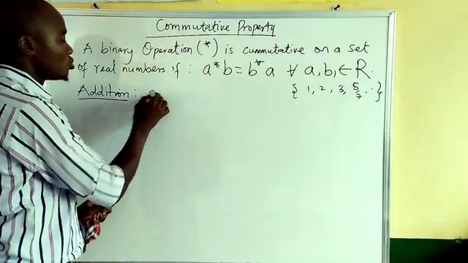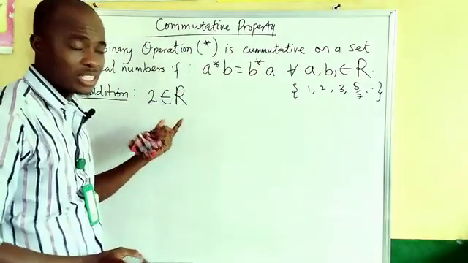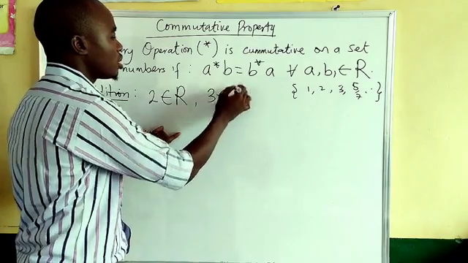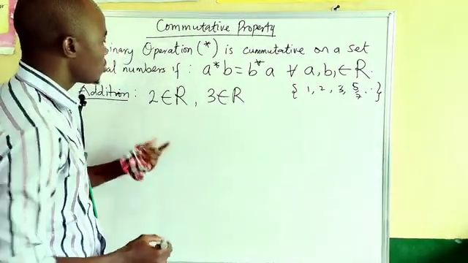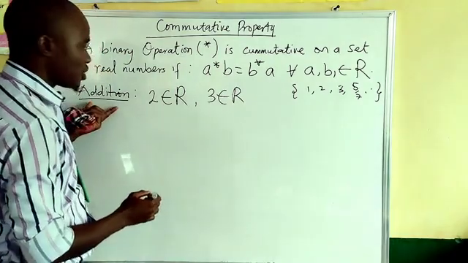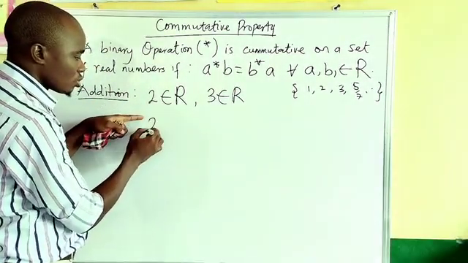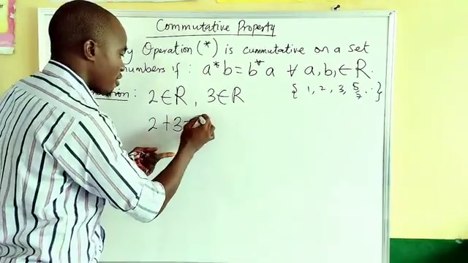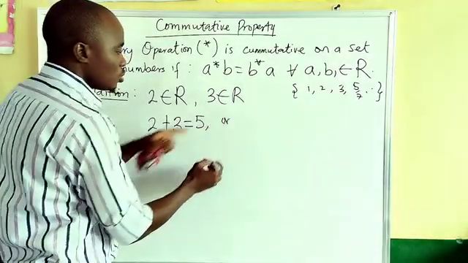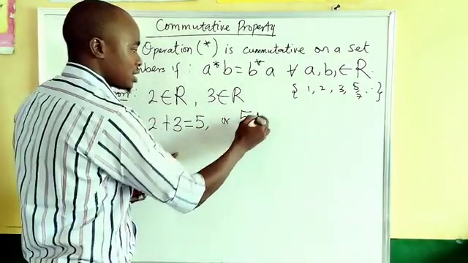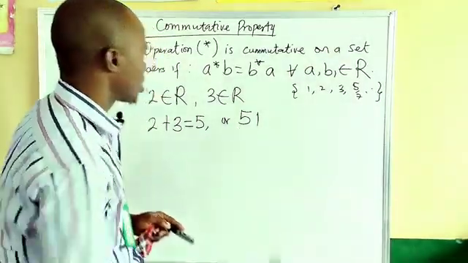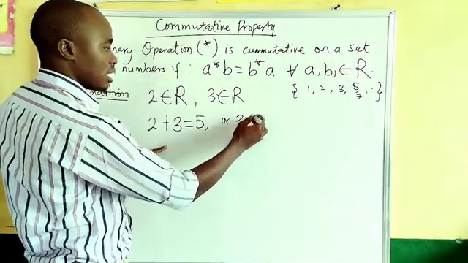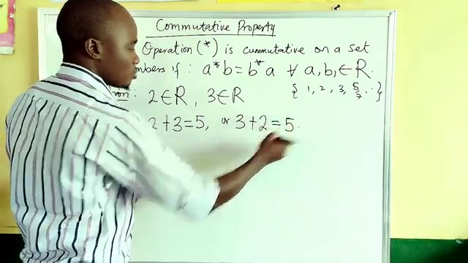Let's say 2 belongs to the set of real numbers, and 3 also belongs to the set of real numbers. Now if you want to use addition, you pick 2 and add it to 3, and we have 5. Or we pick 3 first, because 2 is coming first here, we put 3 first, then add it to 2. We consider that we are going to have 5.